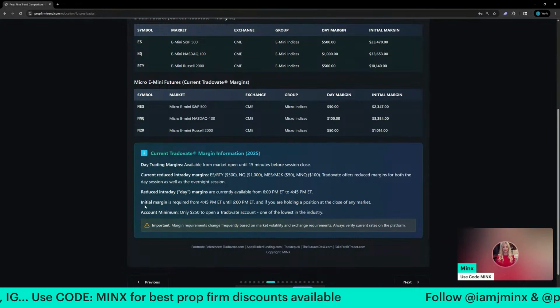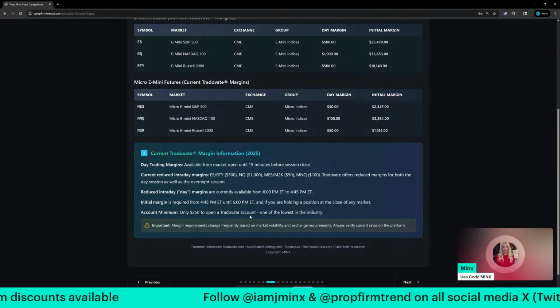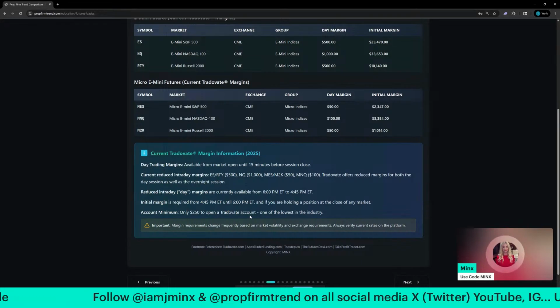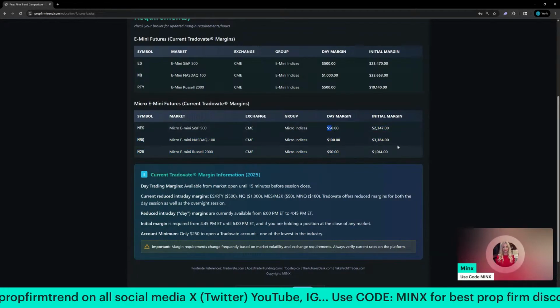And the account minimum is only about $250 to open a Tradovate account, which is one of the lowest in the industry. And like I said, you can stick to the micros if you want.